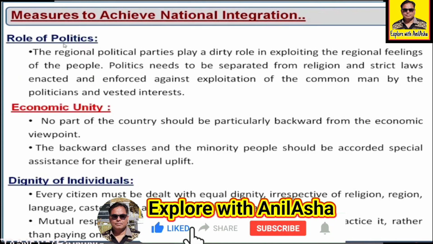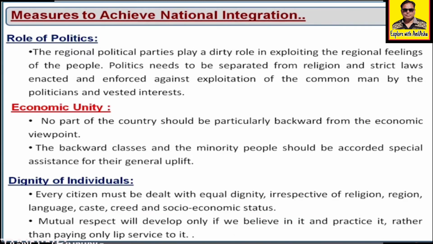Coming to the role of politics. The regional political parties play a dirty role in exploiting the regional feelings of the people. Politics needs to be separated from religion, and strict laws enacted and enforced against exploitation of the common man by the politicians and vested interests.